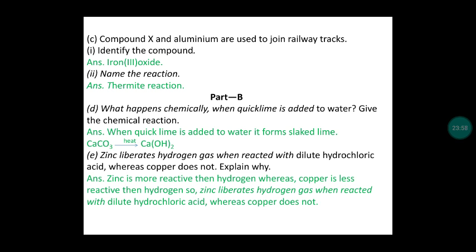Now, zinc liberates hydrogen gas when it reacts with dilute hydrochloric acid, whereas copper does not. Explain why. Zinc is more reactive than hydrogen, whereas copper is less reactive than hydrogen. So, zinc liberates hydrogen gas when it reacts with dilute hydrochloric acid, whereas copper does not. This one is due to the high reactivity. If you go through your activity series of reactive elements, you can look at the table there.